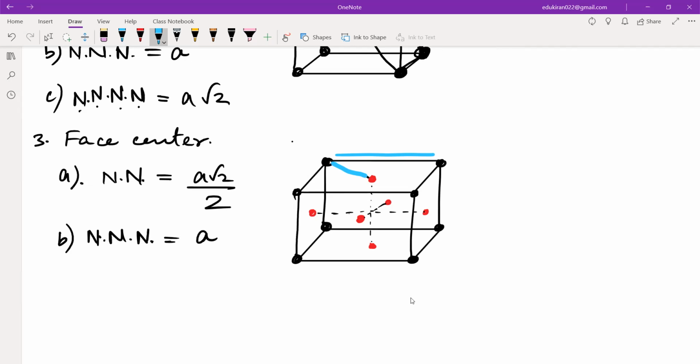Then you can see that we have two choices now. What we can do, we can either go from this particular corner to this corner here. If I calculate this corner to this corner, it will be A root 2, right? Or what else can we calculate? We can calculate the distance between this one corner and the face center of an adjacent wall. Okay.